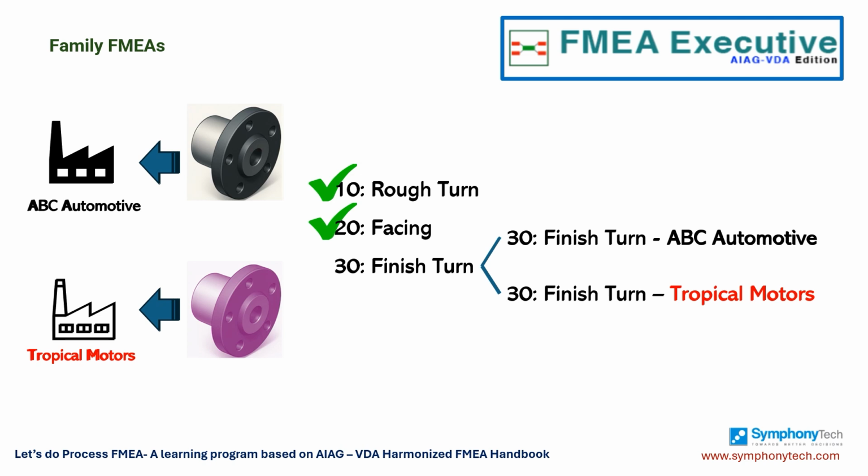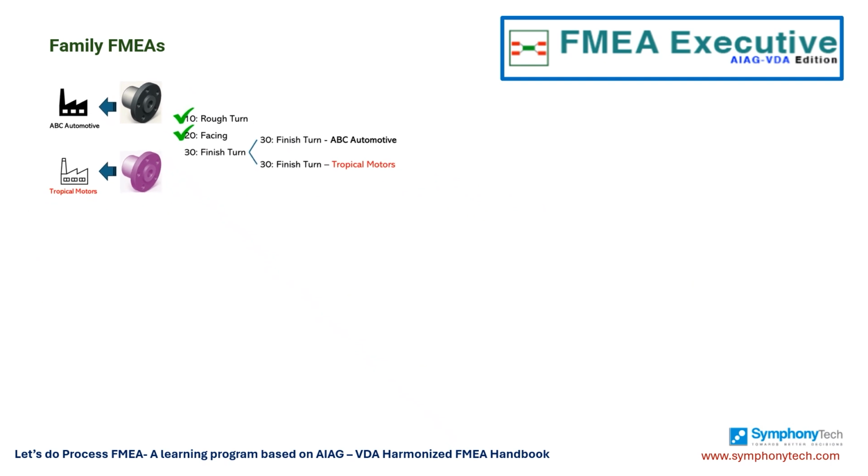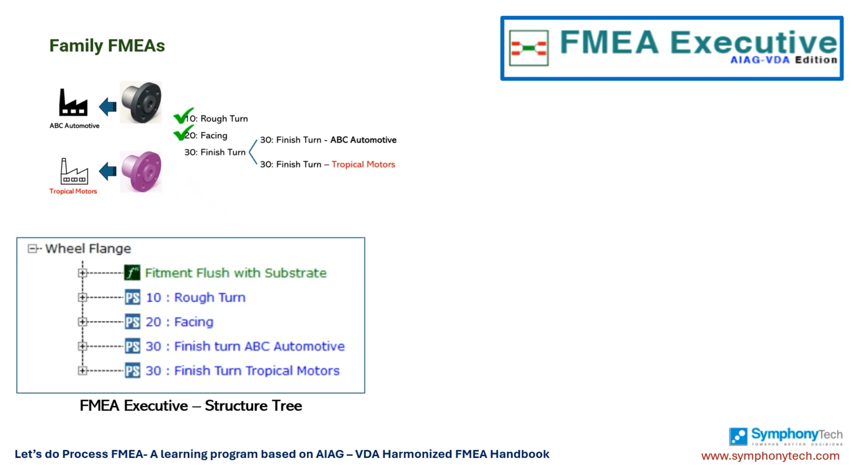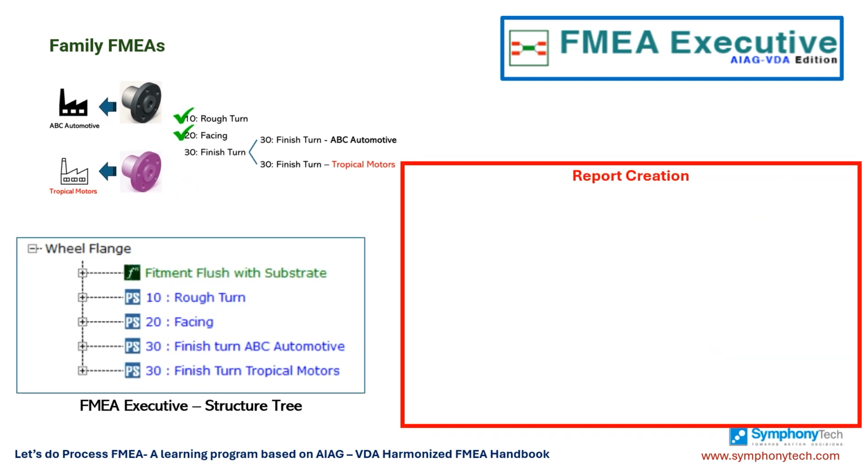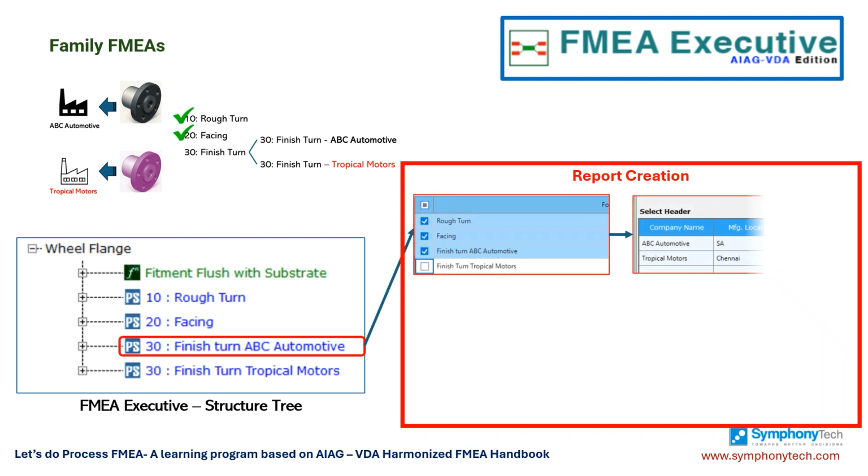When it's time to submit a report to ABC Automotive, here is what you do. Open the report dialog in FMEA Executive. Select only the process steps related to ABC Automotive, including their version of finish turn. Choose a report header that is specific to ABC Automotive. And just like that, your report is ready.